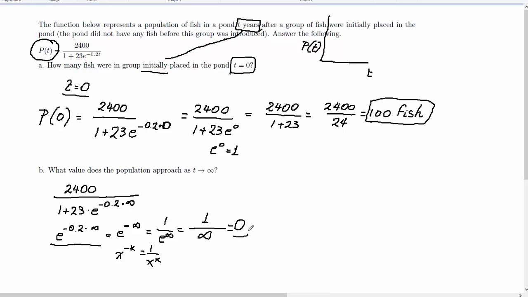Can you replace it with the number 0 in your fraction? Yes, you can. So this is nothing else than 2400 divided by 1 plus 23 times 0. And this is nothing else than 2400 divided by, well, 23 times 0 is nothing else than 0. So this is going to be just 1 here. So the result for that will be 2400, 2400 fish. And this is the answer.